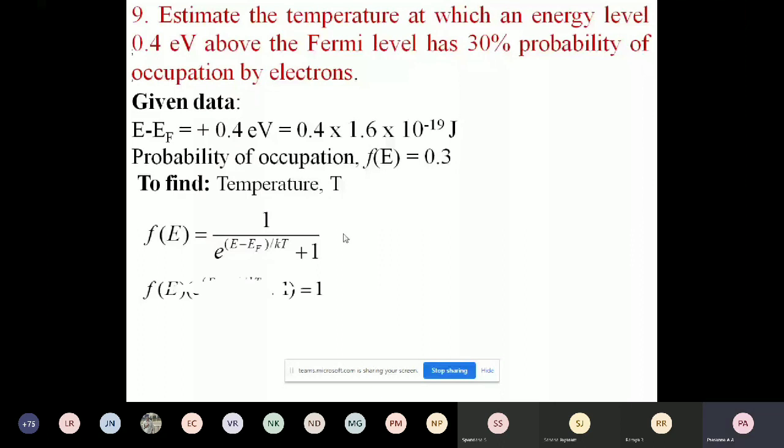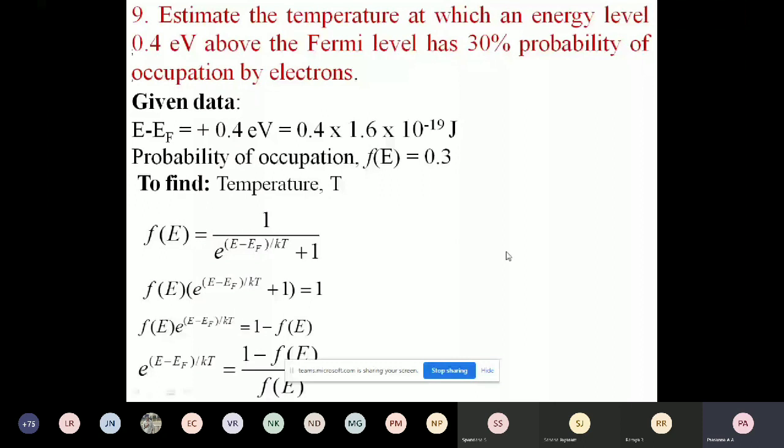the natural logarithm. You just observe the steps. I have taken this step to the left hand side so that I am getting this one. And f of E is multiplied. Therefore, you will get f of E into e power E minus EF by KT plus f of E. That plus f of E is taken to the right hand side so that it becomes minus f of E. And now this f of E is brought to the right hand side so that it goes down to the denominator, and apply the natural log because you have to calculate the value of T. It should be brought down from the power of the exponent. Therefore, natural log has to be applied.